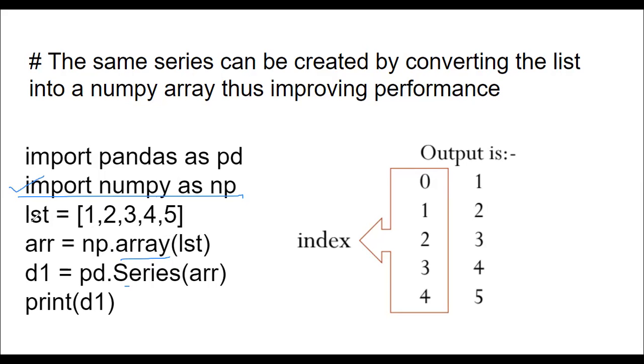Now the previous one, everything is the same. We have stored it as a list, but here, instead of directly passing the list to the series, I am passing the list into my array. So arr is equal to np.array of lst. Where I stored my array, in arr, that I am passing inside the argument. So you will get the same output.